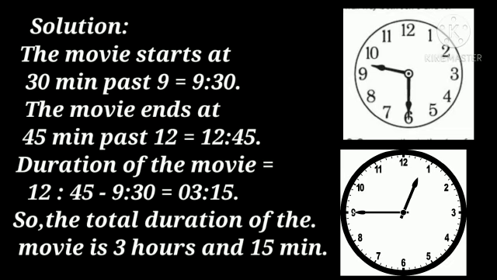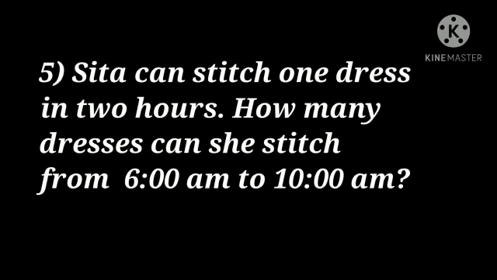12:45 minus 9:30, that is 3 hours and 15 minutes. Or else we can count the time from 9:30 to 12:45, that is 3 hours and 15 minutes. So the total duration of the movie is 3 hours and 15 minutes. Now let's go on to next one.